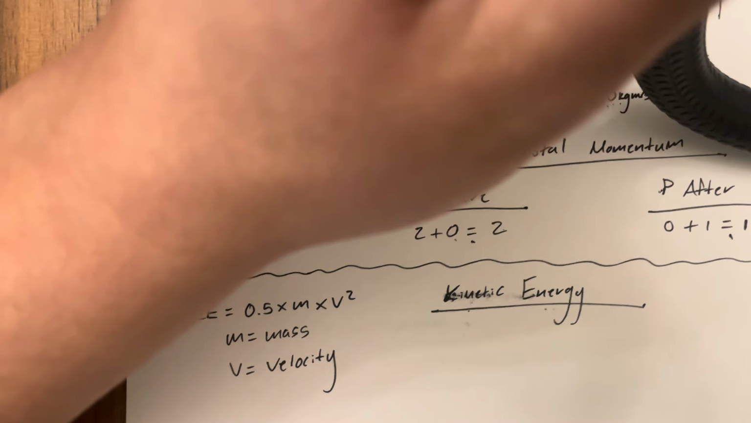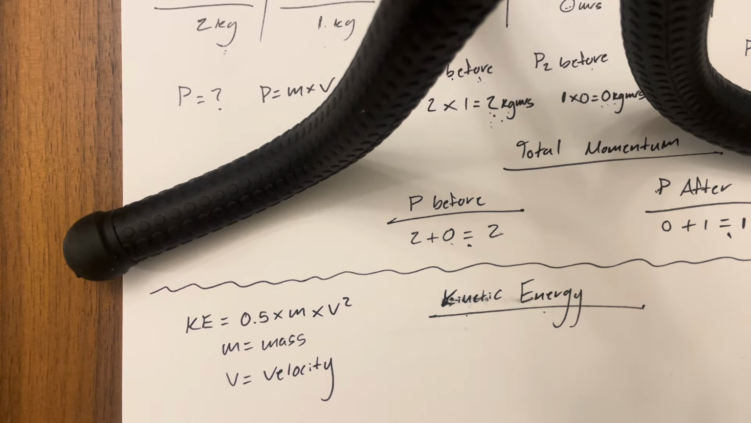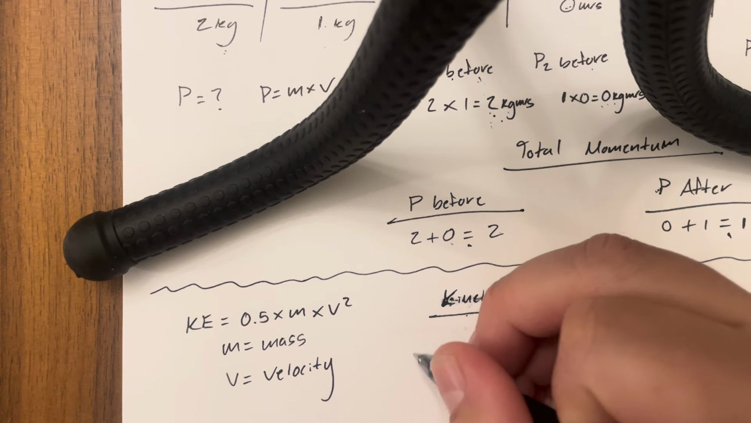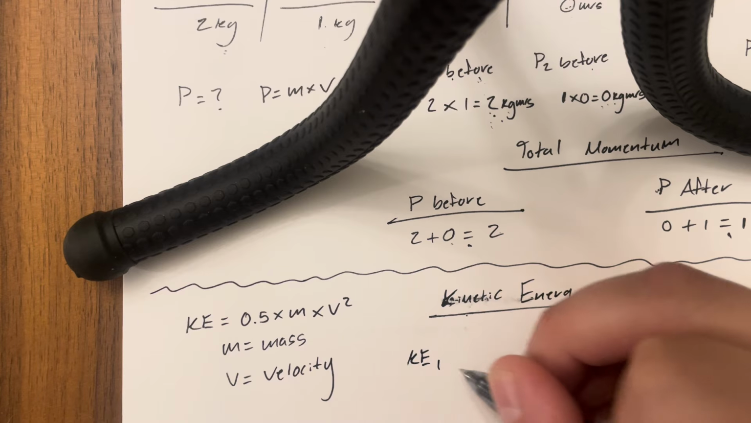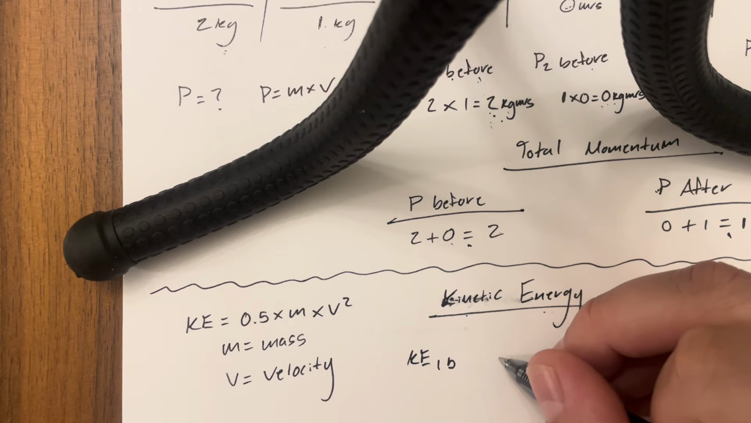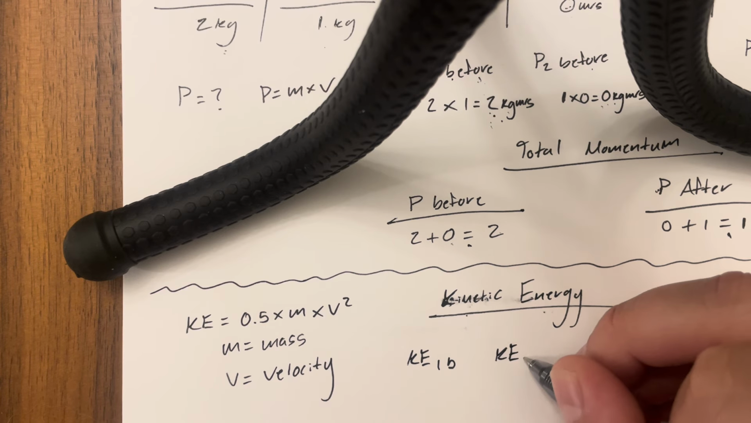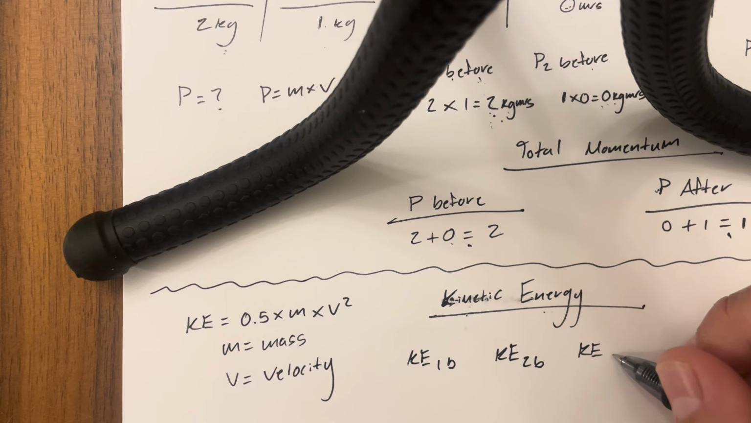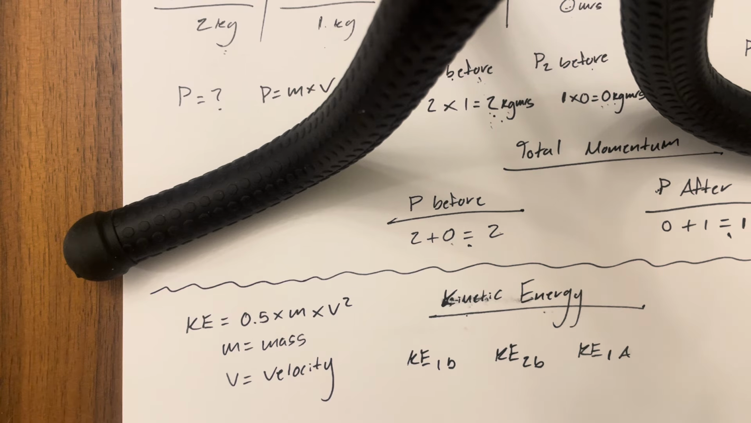Here, let's move it back. There we go. All right, so let's go ahead and solve for kinetic energy. It's going to ask you to solve for 4: the kinetic energy of mass 1 before. I'm just going to write the letter B because I don't feel like writing the whole word. Then the kinetic energy of mass 2 before, the kinetic energy of mass 1 after, and the kinetic energy of mass 2 after. So you have to solve for 4 different numbers, okay? And let me show you how to set it up.